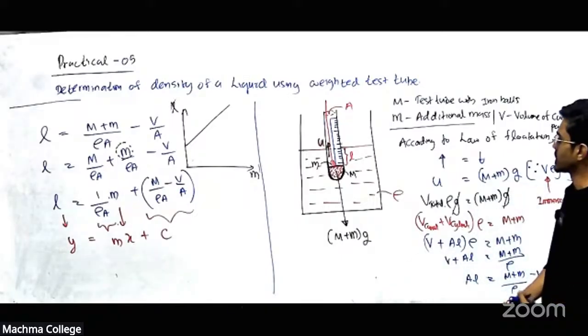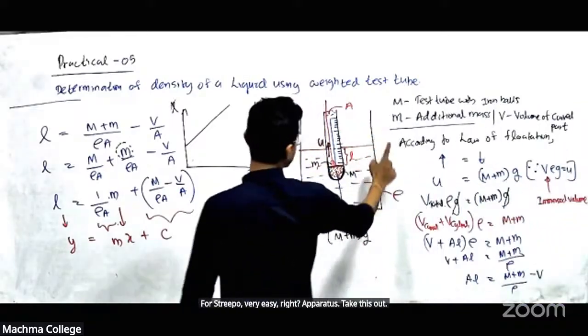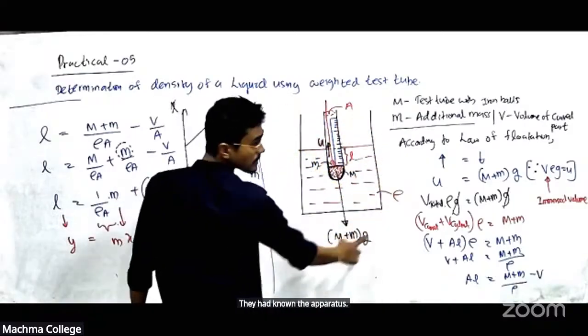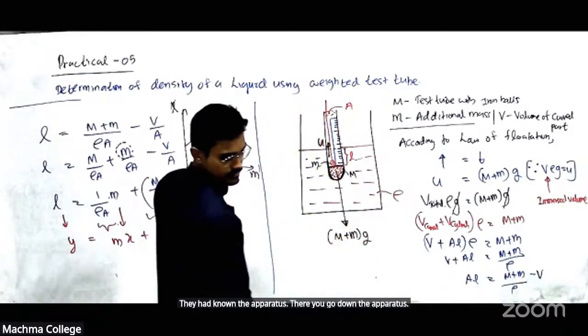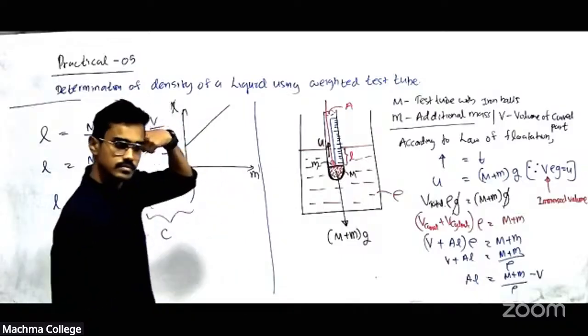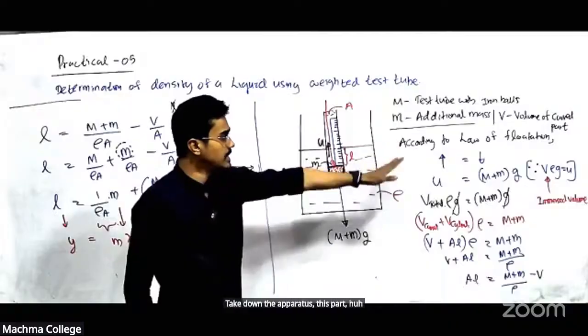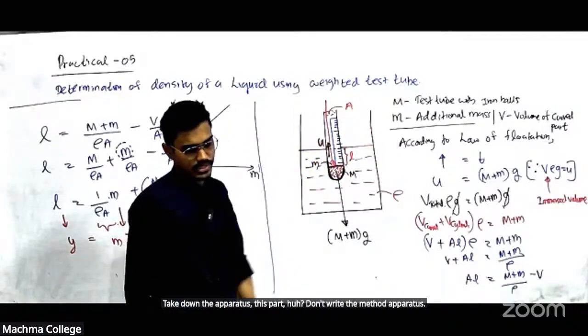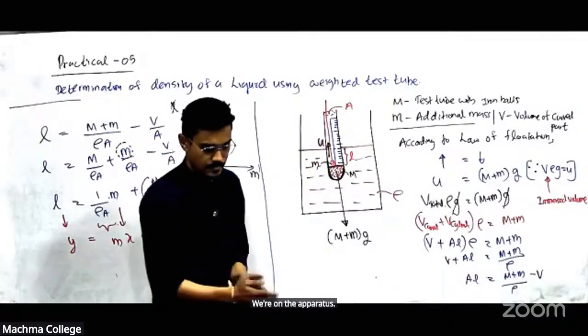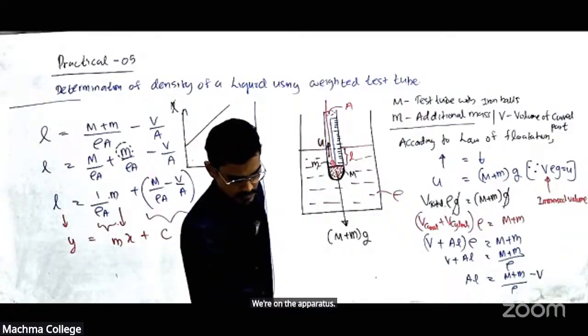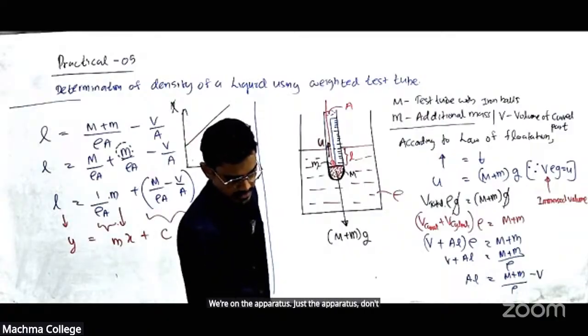Apparatus. Take down the apparatus. Just this part. Don't write the method. Just take down the apparatus.